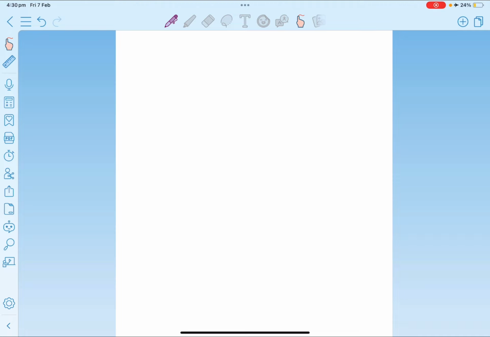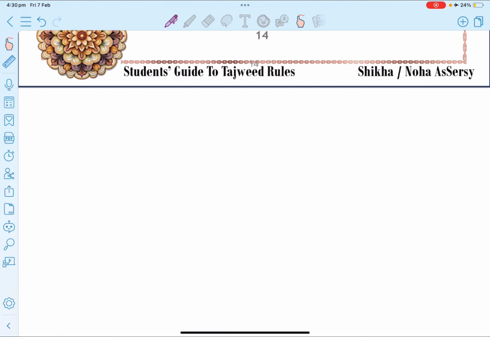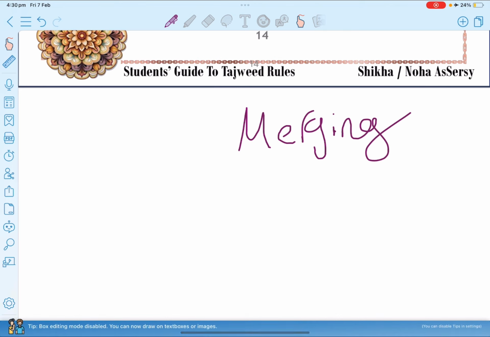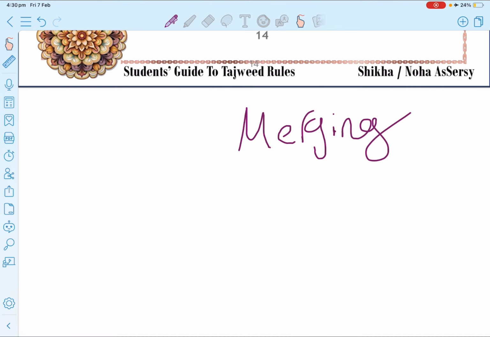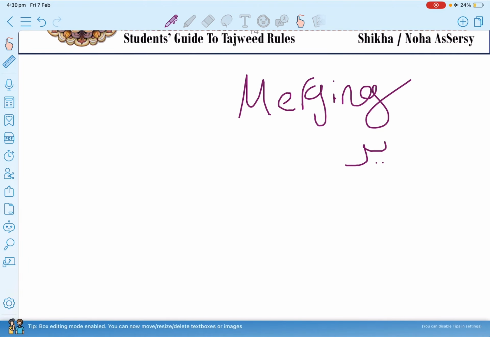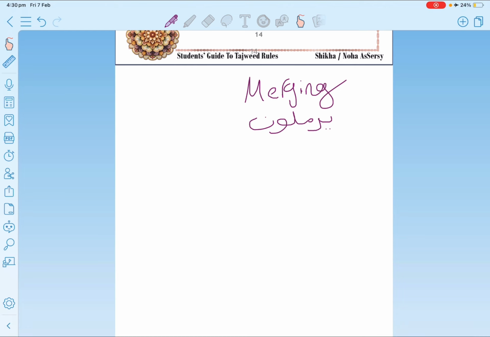And make it more clear. So we said that Idgham means merging, right? Merging. So what should I merge? Whenever I find one of these letters, the letters of Yarmalun, we are going to make merging. So let's write the letters of merging. They are Yarmalun, okay? These 6 letters are divided into 2 types, okay? So there are 2 types of Yarmalun.